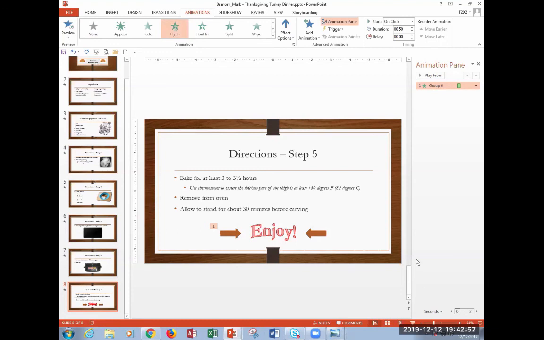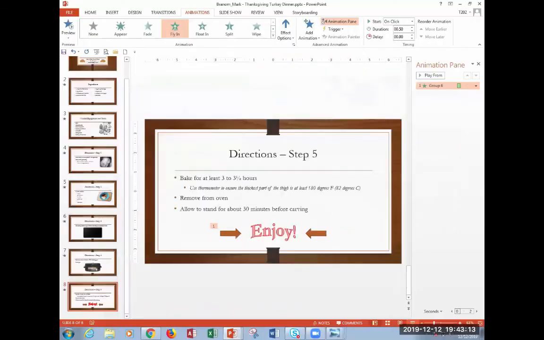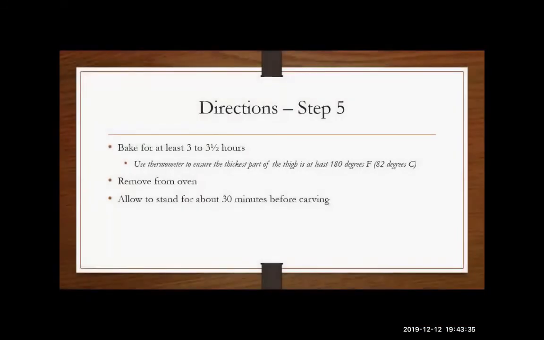Now, the fly-in animation by default goes straight up. So if I go into slideshow view, it goes up like that. Well, I don't want it to go up like that. I want it to fly in from the upper right. So to change it to fly in from the upper right, it's right here under effect options. And in effect options, I can say from the top right. And when I do from the top right, it now is going to come in from the top right.